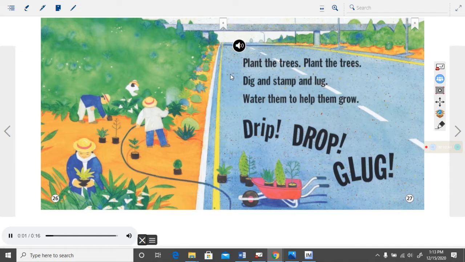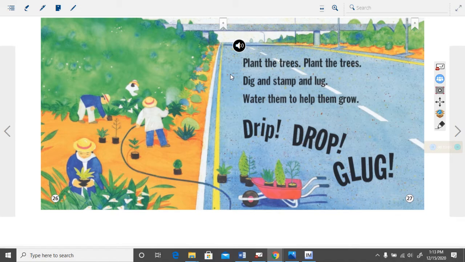Plant the trees. Plant the trees. Dig and stamp and lug. Water them to help them grow. Drip, drop, glug. On this page, the workers are planting trees and other plants.